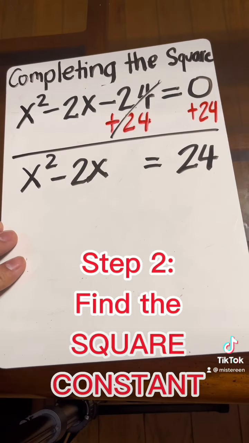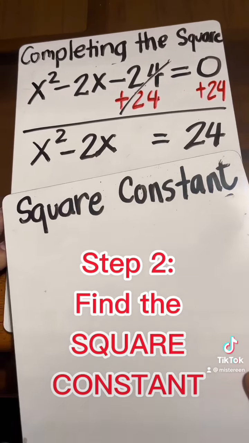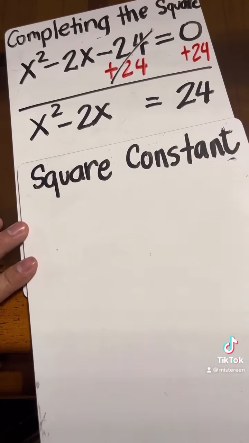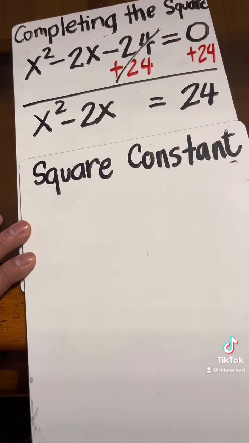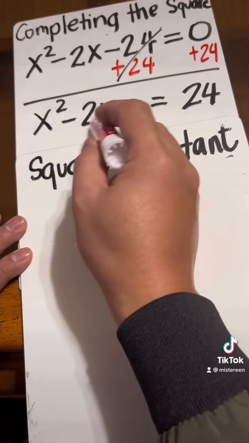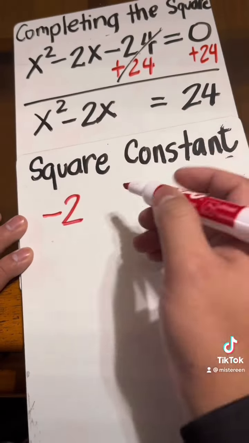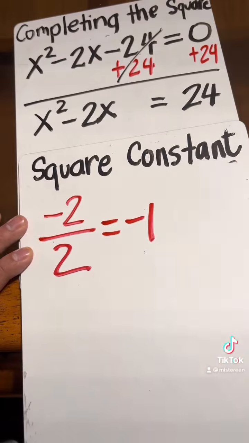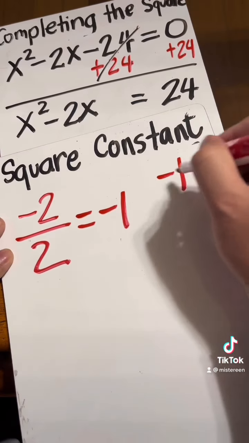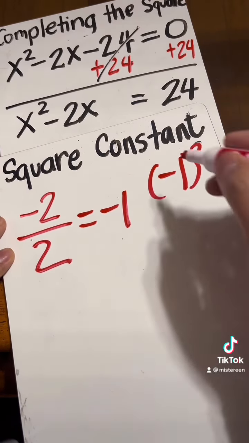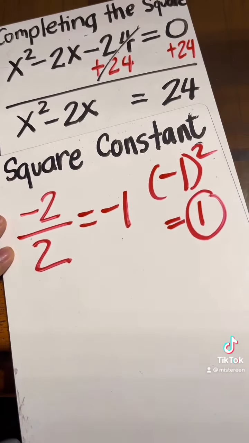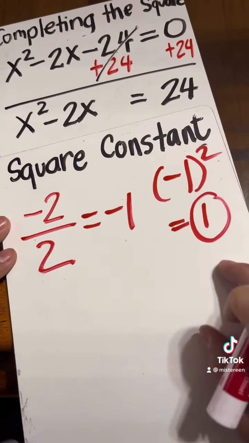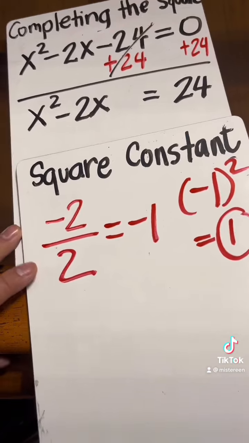Next step is to find the square constant. In my previous video, I explained how to find the square constant. You can watch it again. But here's how to find it. All you have to do is get the b value. The b here is negative 2. And then all the time, divide it by 2. So negative 2 divided by positive 2 is negative 1. And whatever is the result, negative 1, square it. So negative 1 squared is equal to positive 1. Alright, so our square constant is positive 1 because we need that square constant for our second step.